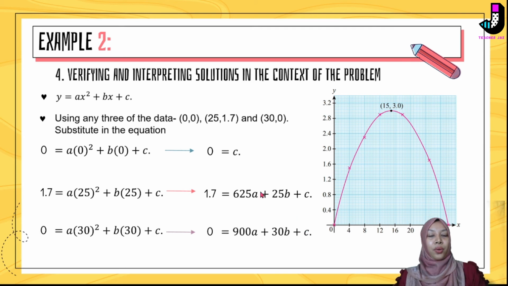Clear? Okay, and then maybe one of you might ask why we must substitute c equals to 0. Because this is one equation, so any values here you can use the same formula, right? So that's why, since c equals to 0, we can put c here as 0 too.